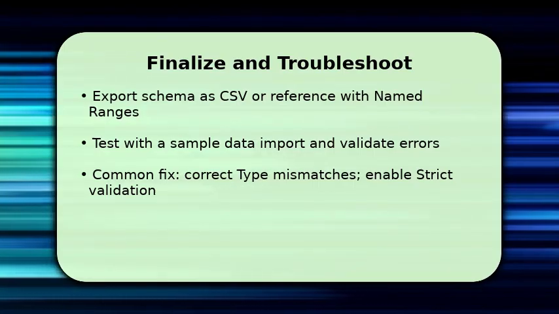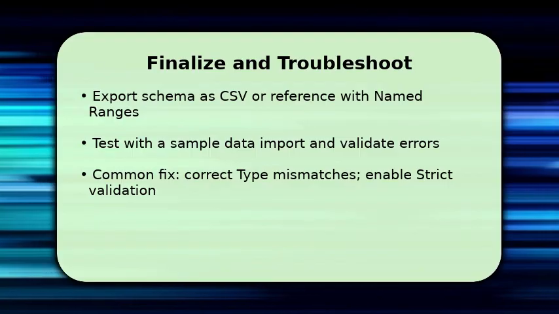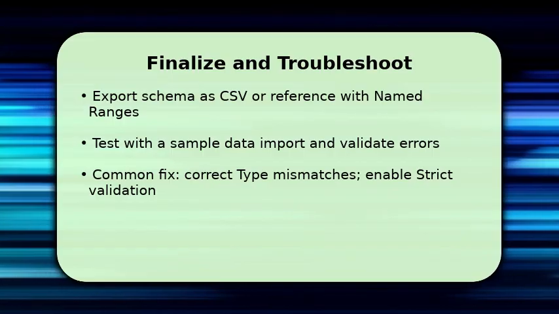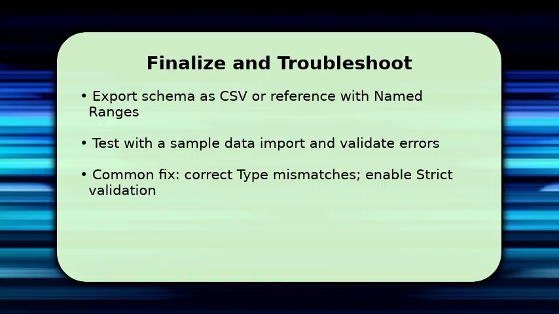If you encounter mismatches, adjust types or add conversion rules and make sure defaults are appropriate. If problems persist, enable stricter data validation and retest. A single corrected field often clears many downstream errors and stabilizes your whole schema design.